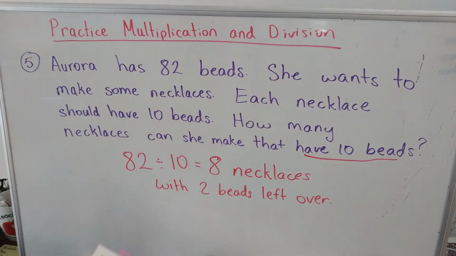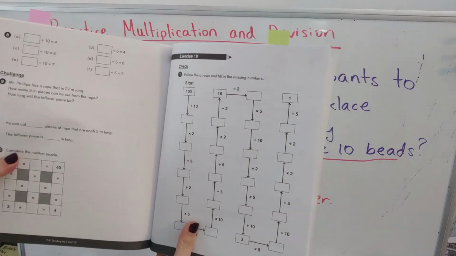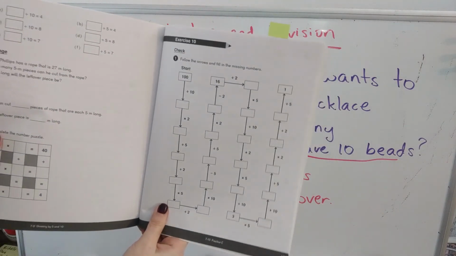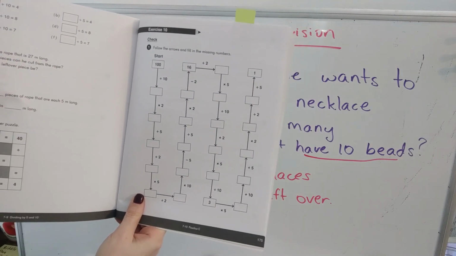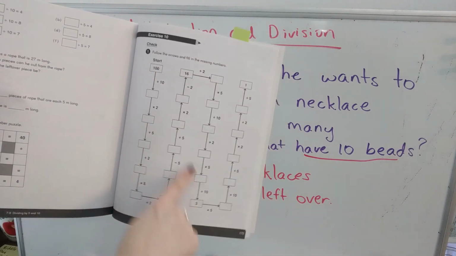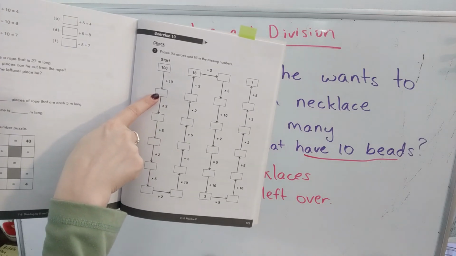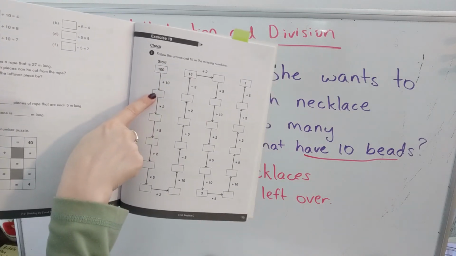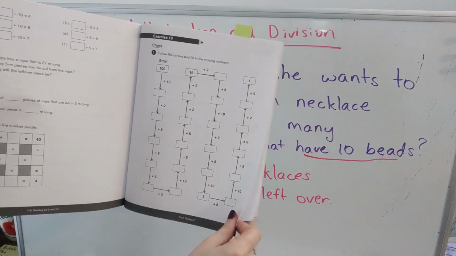Let's take a look at your workbook. Open to exercise 10. Oh my goodness, exercise 10 looks so much fun to do because you're following the arrows and filling in the missing numbers to make it correct. So for example, 100 divided by 10, 10 tens are in 100. Then 10 multiplied by 2, and then you write your answer. This is super, super fun.